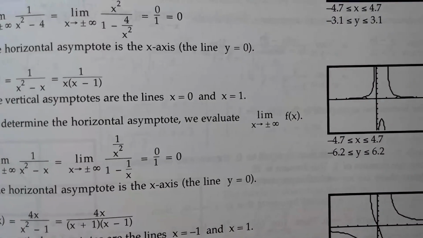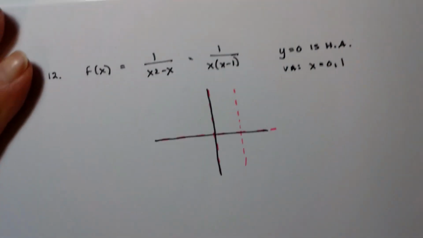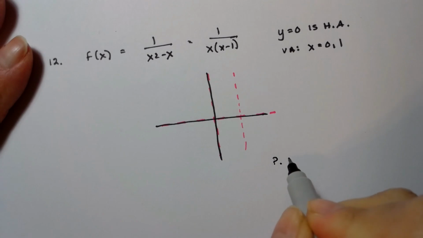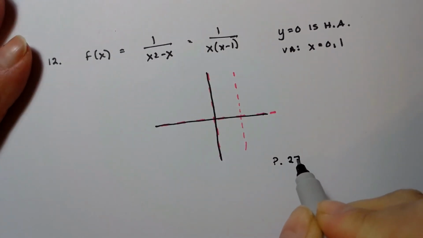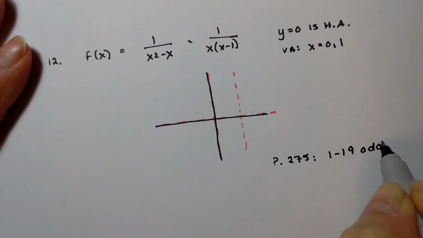Alright, so that's it for limits at infinity. And what you're going to do, you're going to complete page 275. You're going to do 1 through 19 odd.